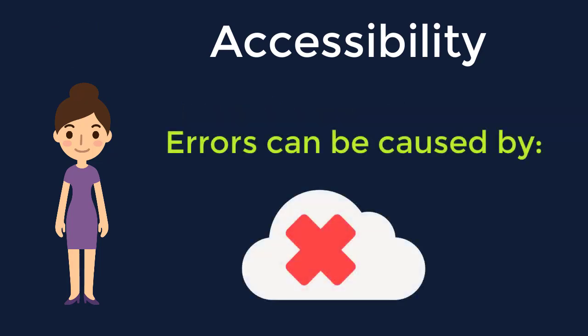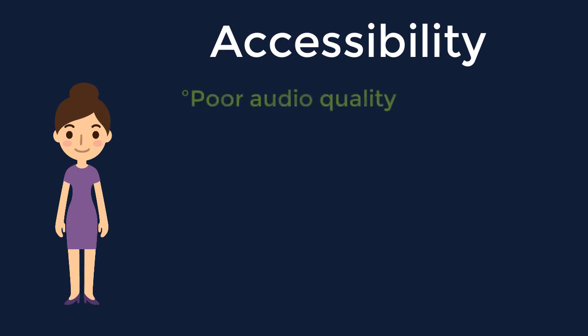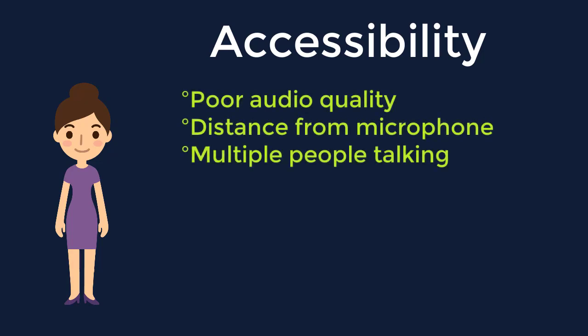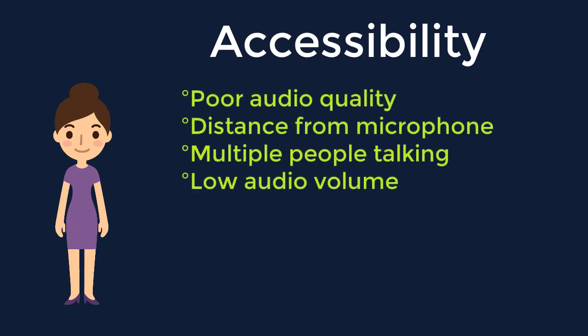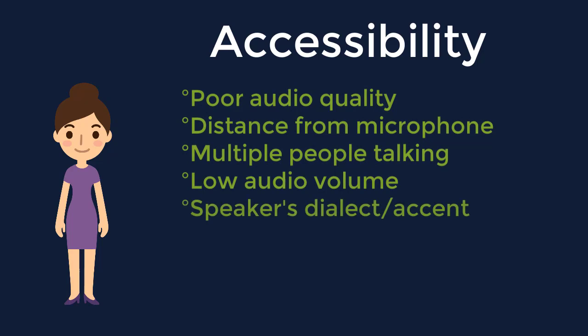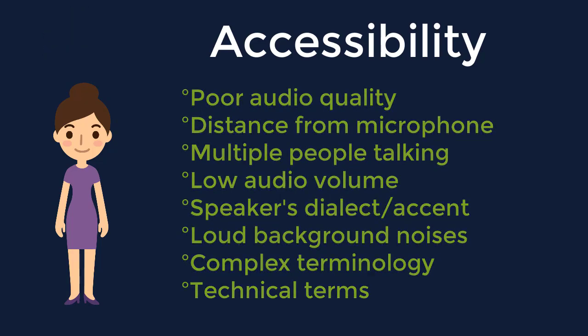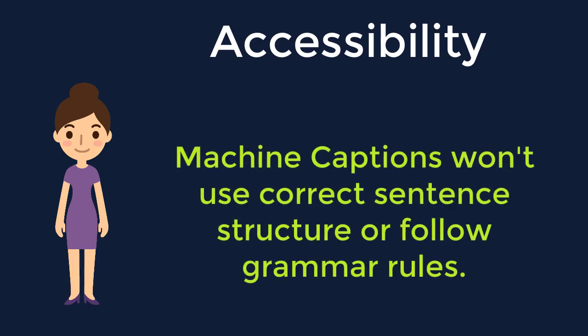Errors in captioning may occur due to the following: poor audio quality, distance between the person speaking and the microphone, several speakers talking over each other, low volume audio, speaker's dialect and accent, loud background noise, and complex terminology or uncommon technical terms. In addition to these items, machine captions will not add sentence structure or follow grammar rules.